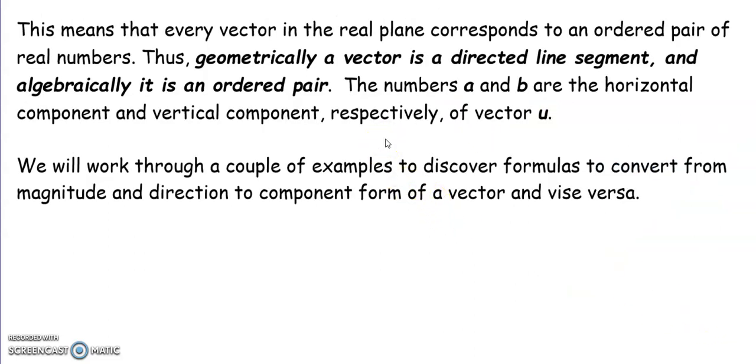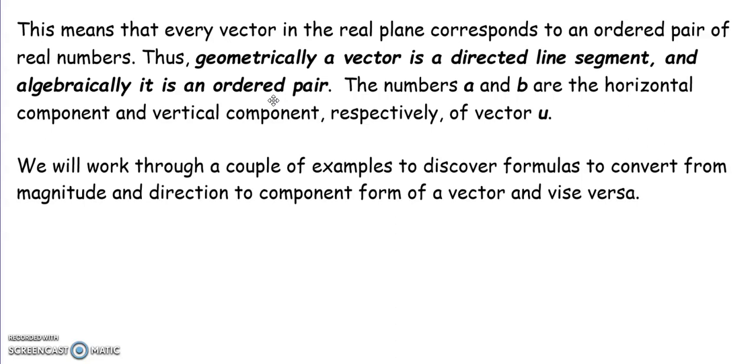So in general, what this means is every vector in the real plane corresponds to an ordered pair. That makes a lot of sense. So geometrically, a vector is a directed line segment. It has length and direction. Algebraically, when I write it as an ordered pair, it still has length and direction. Go to the right 3, go up 2. That's my direction and my length. Well, we're not told the length directly, but we can figure it out. That's what we're going to be doing here in a minute or two.